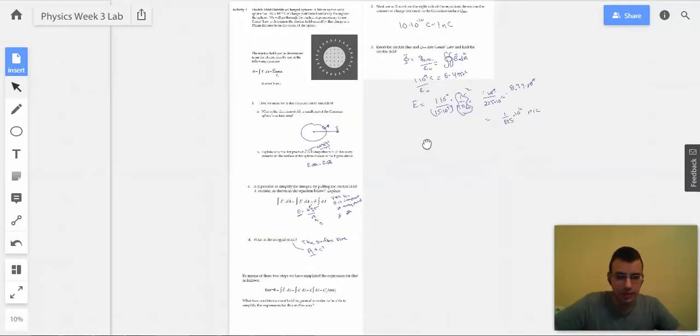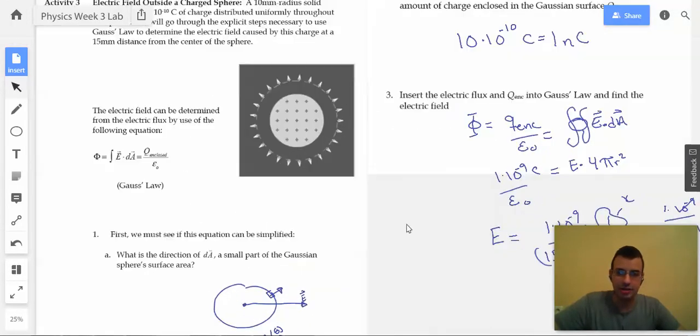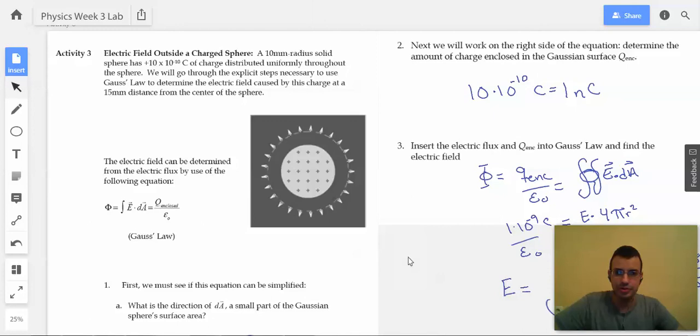So the exact process that we've already probably used on the homework about a dozen times, we just learned how to do it. Excellent.